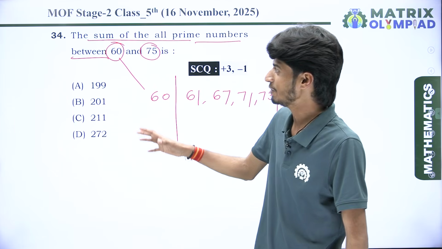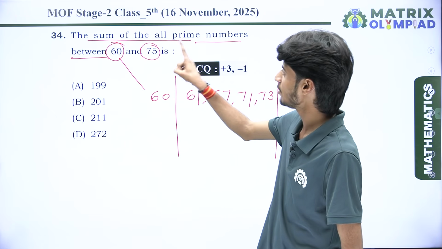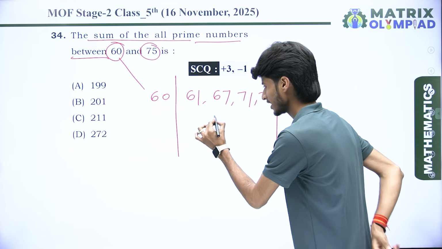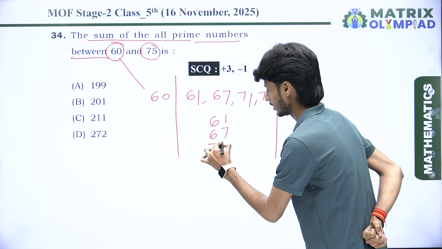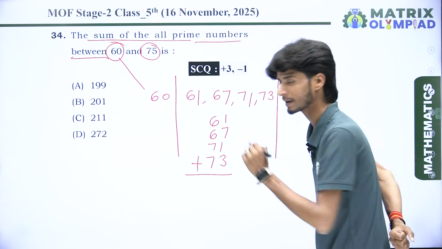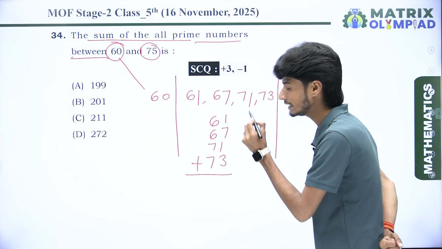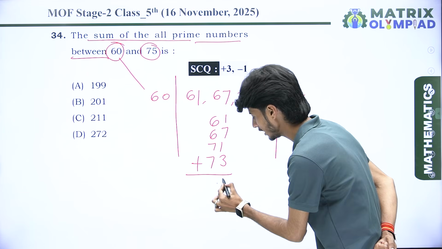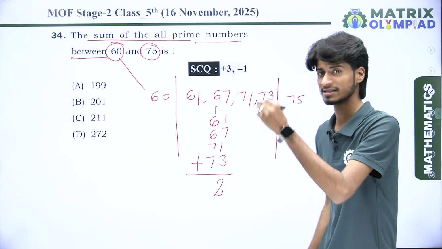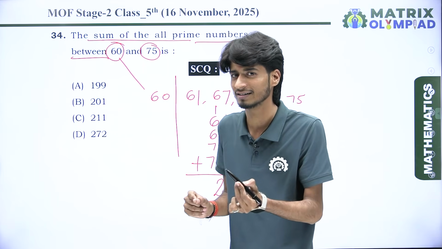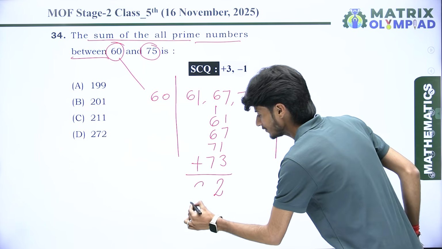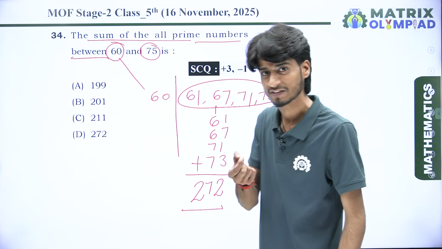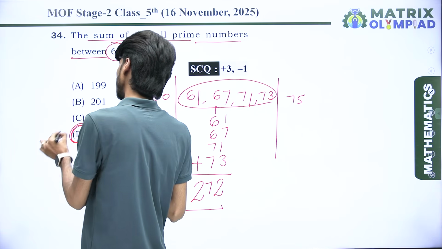Yes or no? Now, what does the question need? The sum of all prime numbers. That means we find the sum of all of them. So let's add all of them. Now we add all those 4 prime numbers which we got. So 1 and 7 is equal to 8. 8 and 1, 9. 9 and 3, 12. Then carry goes to 1. 1 and 6, 7. 7 and 6, 13. 13 and 7, 20. 20 and 7, 27. So the total sum of all 4 prime numbers is equal to 272, which is in option D. So option D is the correct option.